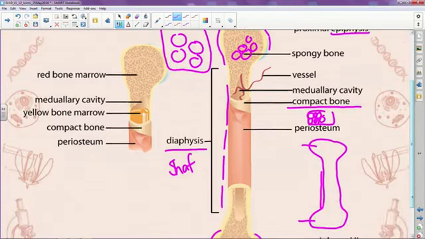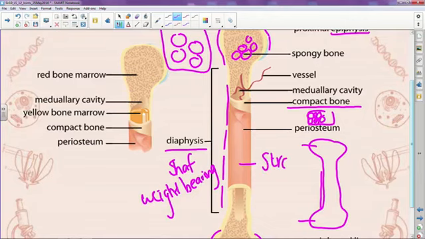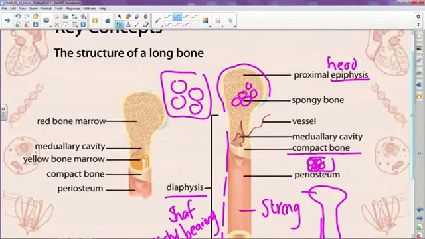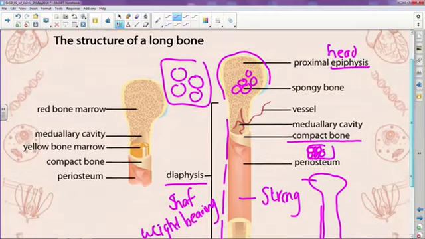I wonder if you can realize why. The shaft here is weight bearing. That's where I'm going to put all the weight. And if I'm going to put all my weight on it, what do I want? I want it to be nice and strong. Whereas the ends of the bones, I'm not going to put so much weight on, so I don't need them to be that strong.